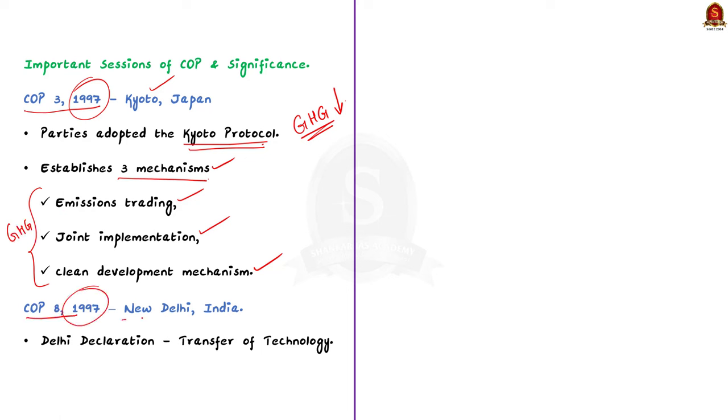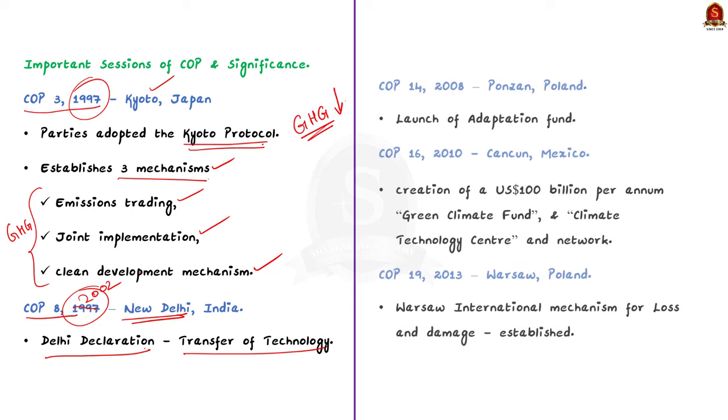Next is Conference of Parties 8. It happened in New Delhi in 2002. In this conference, the Delhi Declaration was announced. It stresses the transfer of technology from developed countries to developing and underdeveloped countries. Next is Conference of Parties 14, which happened in Poland. In this conference, the Adaptation Fund was launched. It is aimed to help the poorest nations to cope with the effects of climate change.